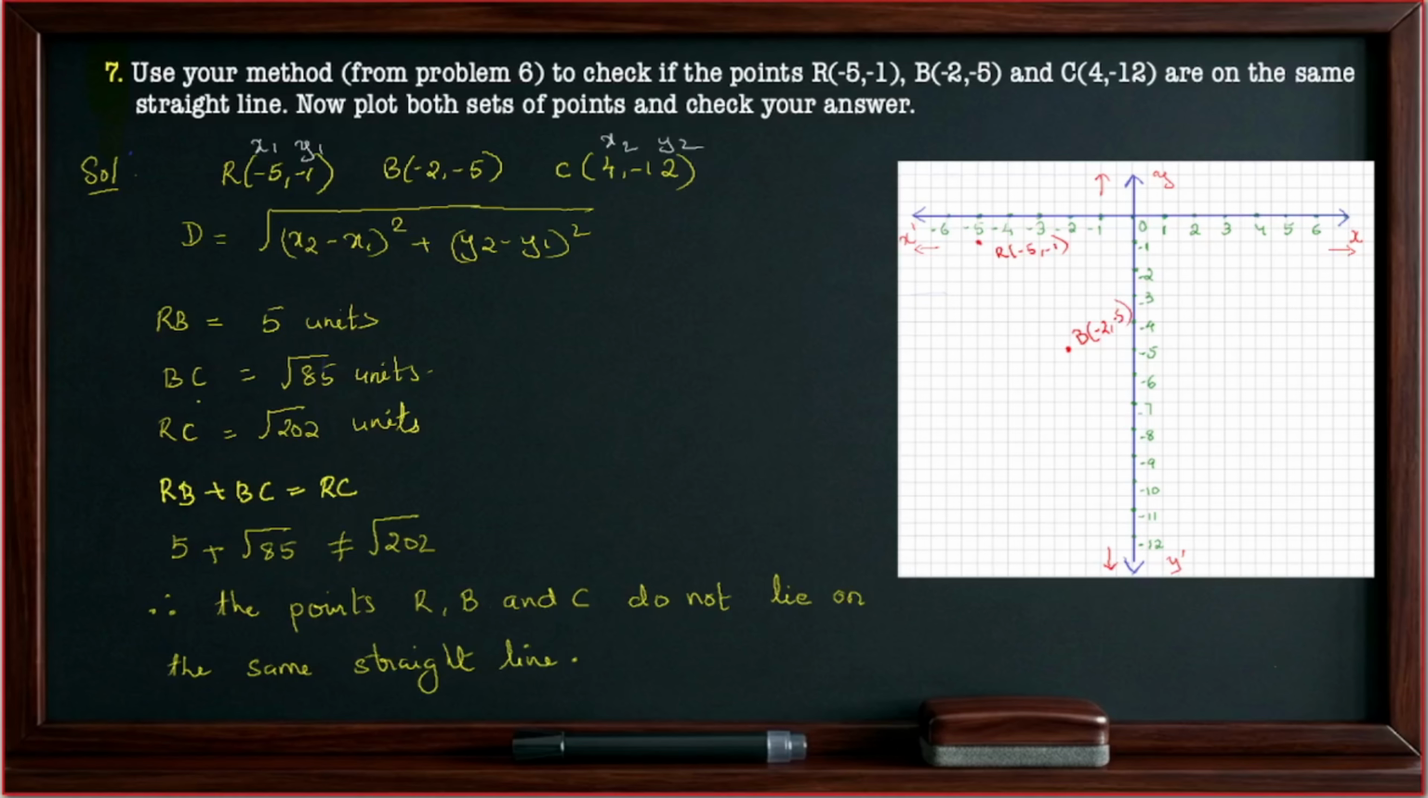Next C (4, -12). Here 4 is positive, so it is in the fourth quadrant. This is 4 and -12 over here. So this is the point we are getting, and you have to mark it over here. And we'll write the coordinates, C (4, -12). Now we have to join these points.